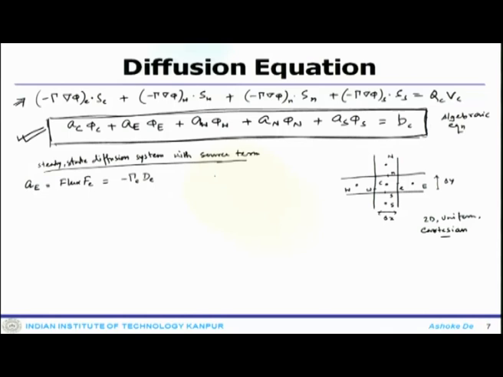d E is where d E is A C by d C E. Okay. Similarly, you have a west flux F W, which is minus gamma W d W, and d W is S W by distance of C W.